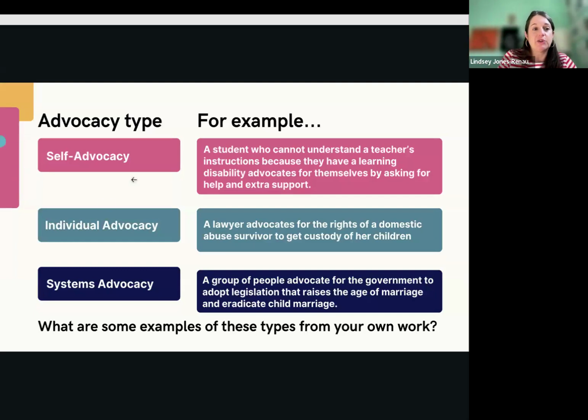And also with self-advocacy, right? An animal can't advocate for themselves. An ecosystem, the oceans can't advocate for themselves, right? So it kind of blurs some of these lines as well. Sarah, go ahead.